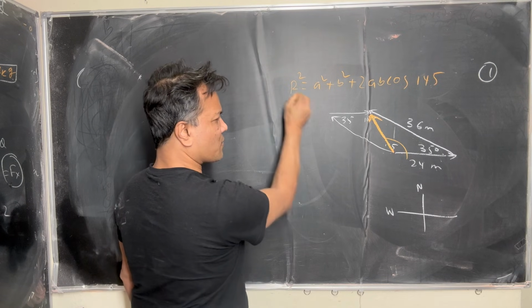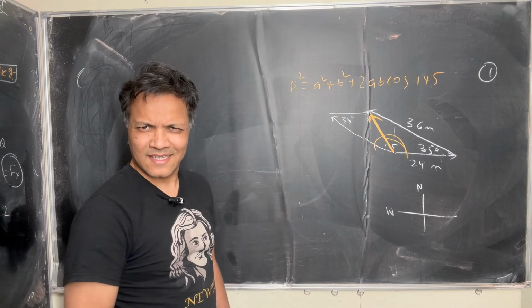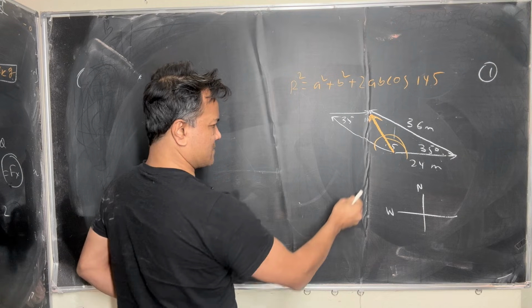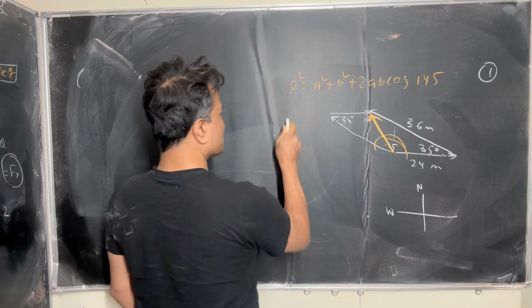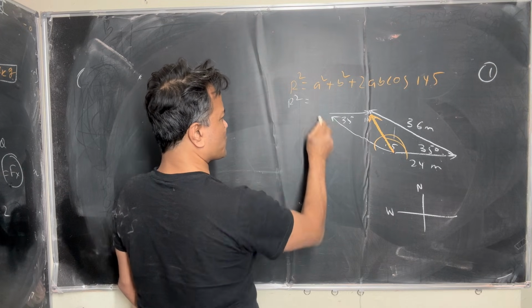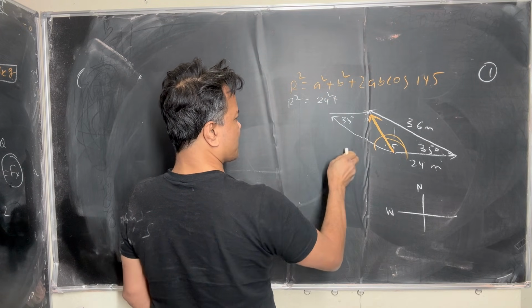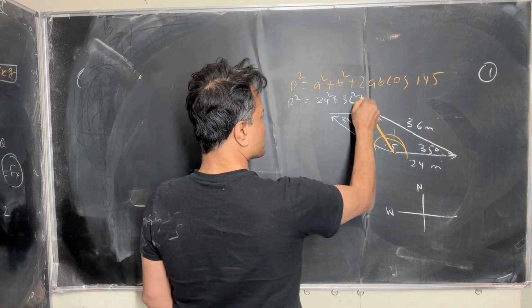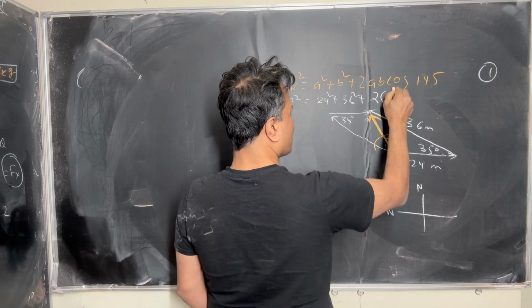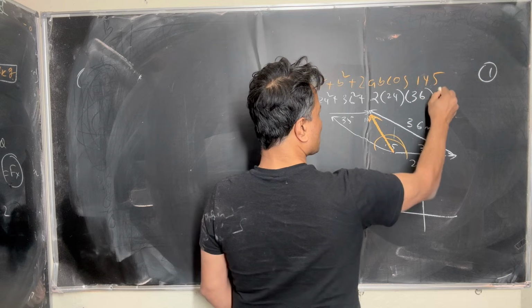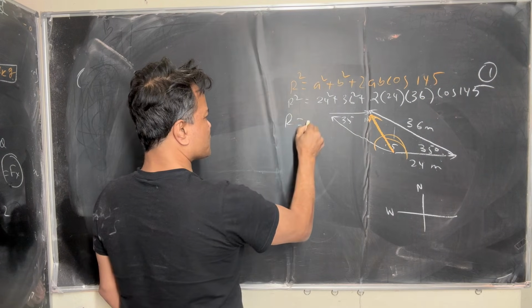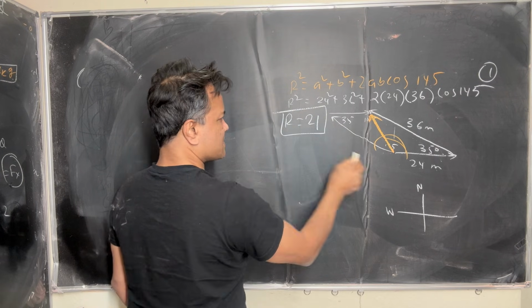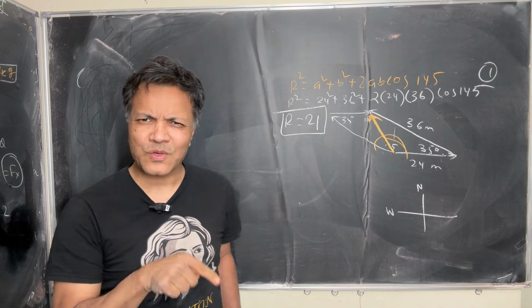because the law of parallelogram takes the angle between the two vectors, tail to tail or head to head. So r squared is equal to a squared, which is 24 squared, plus b squared, 36 squared, plus 2 times 24 times 36 cosine 145. So r is 21. The size of this one is 21. Let's do it on the paper.